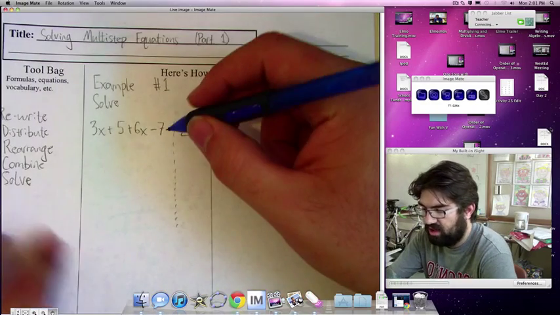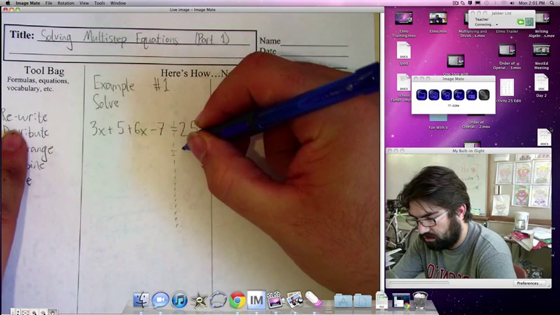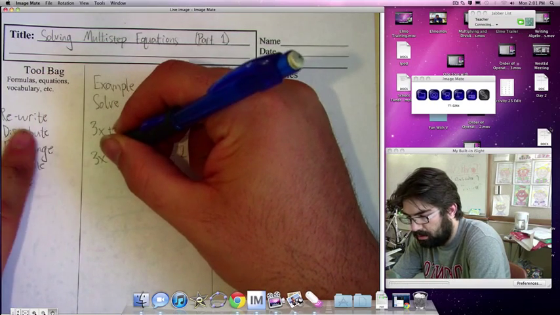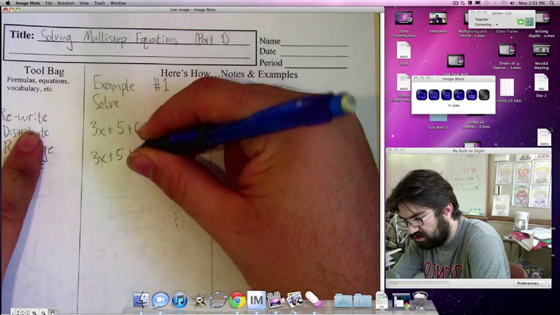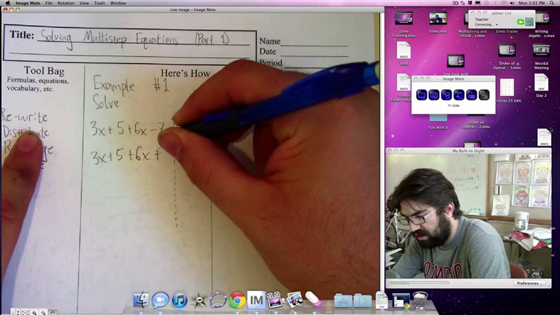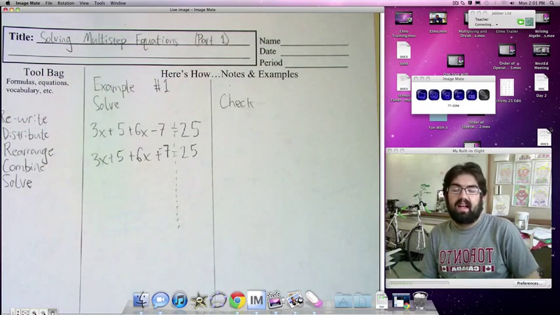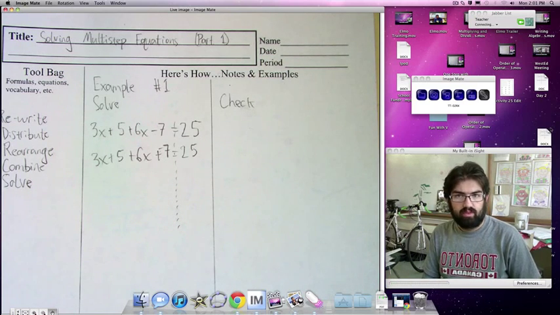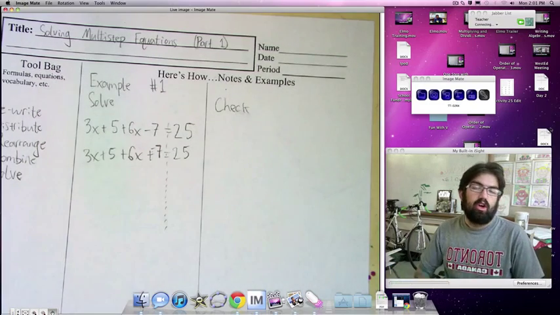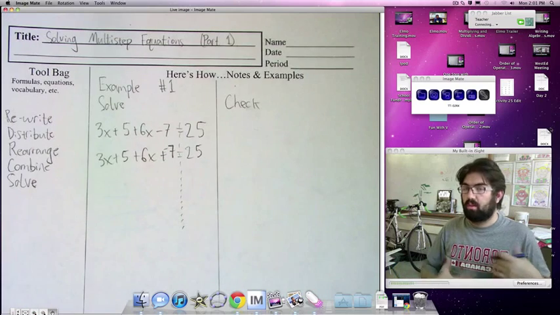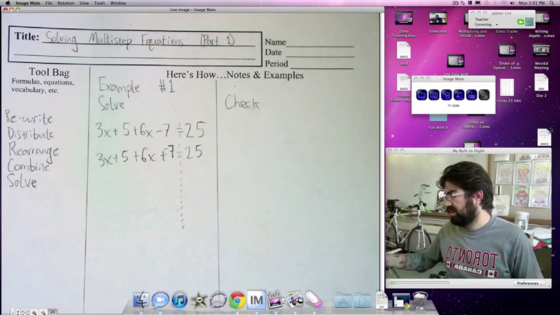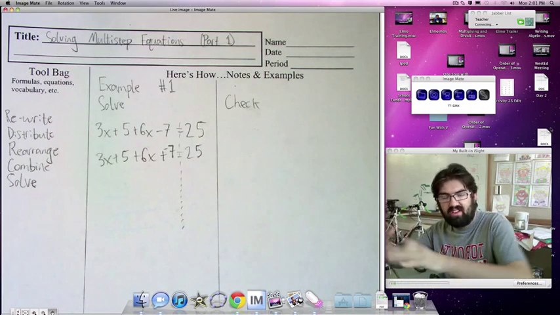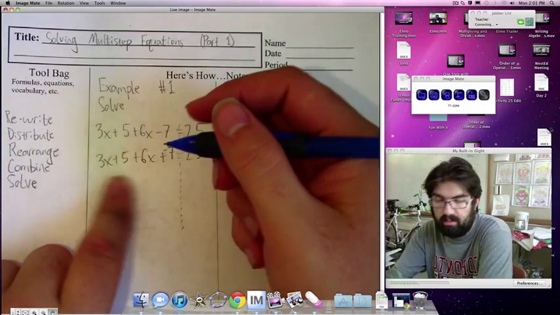So here we go. My first step is I rewrite. (3x plus 5 plus 6x). I'm going to add the opposite, turn that into plus negative 7. And that's going to be over there. So that's my first step, rewrite. Second step, distribute. There's no parentheses. There's no reason to distribute. That's another thing we're going to be doing on example number 3. If I have a reason to distribute, I would do it there. But I have no reason to distribute. Rearrange, absolutely. Variables in the front, constants in the back.